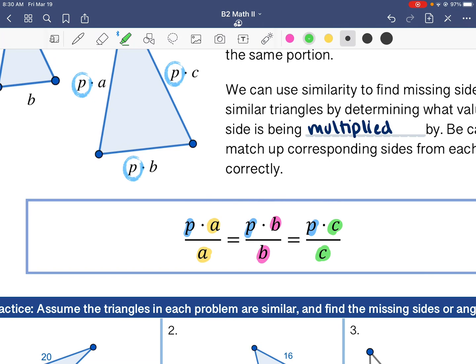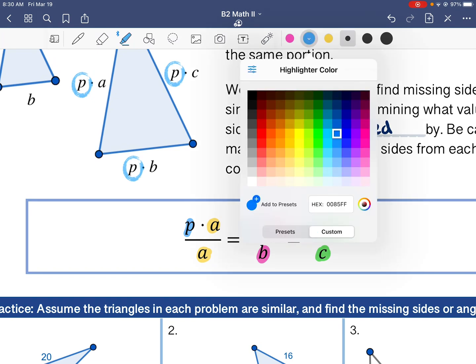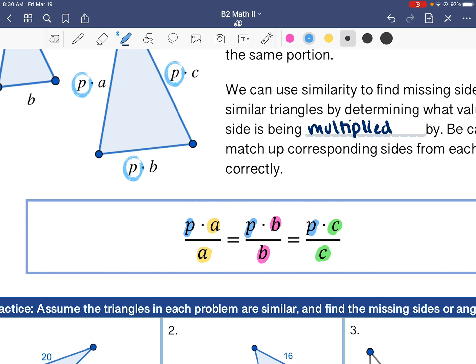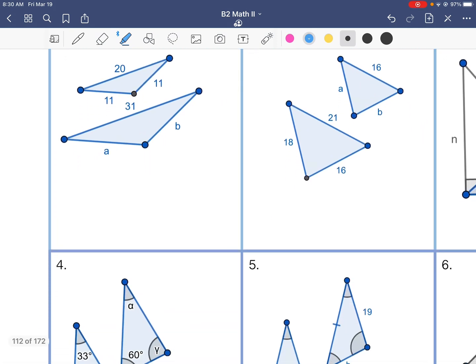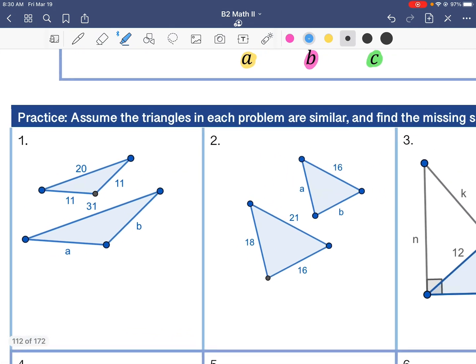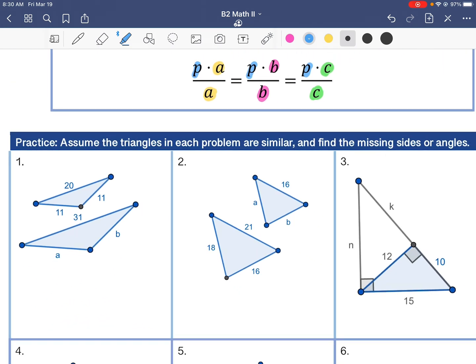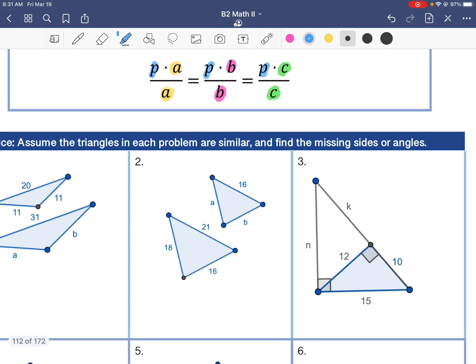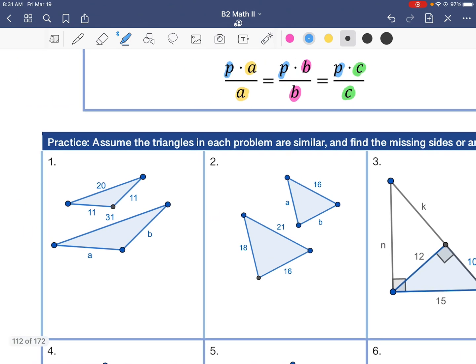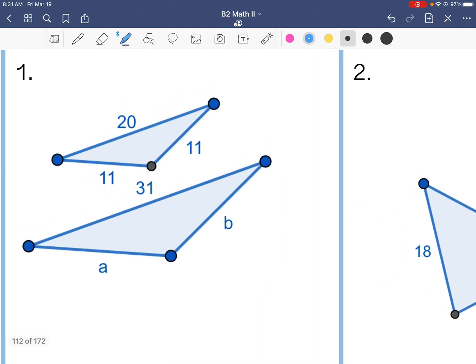The best way to, and I'm going to get one more color, there we go. Well, let's just try a problem here, and we'll talk about what the best ways to do things are. So it just says assume the triangles in each problem are similar. So we already are just going to assume they're similar and find the missing sides or angles. So we have the smaller triangle here that's 20 and then 11 and 11. And because that one's all filled out, that's going to be a useful triangle for us.